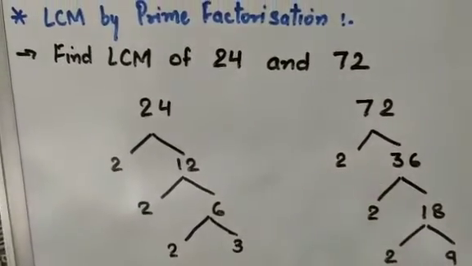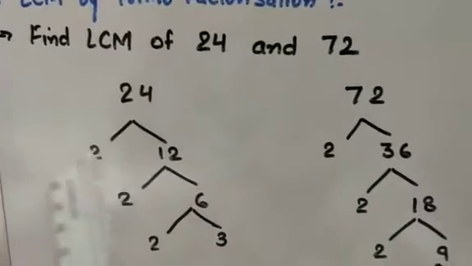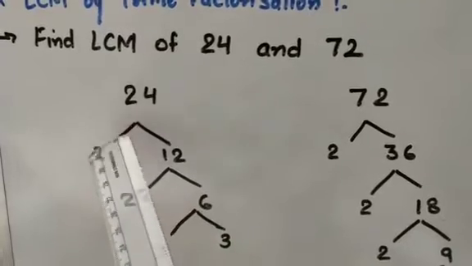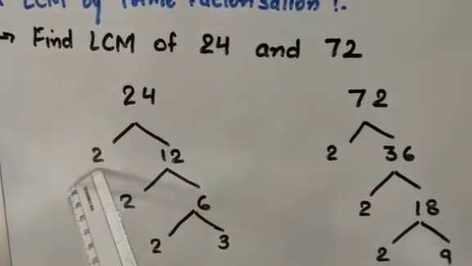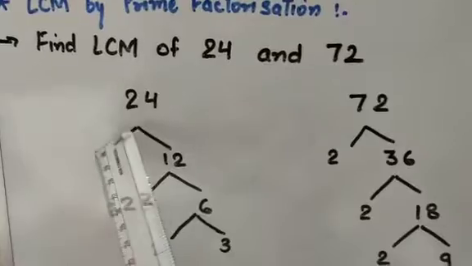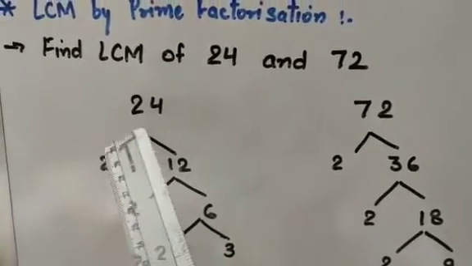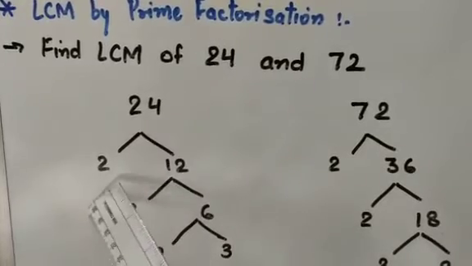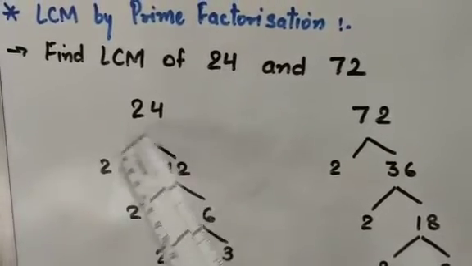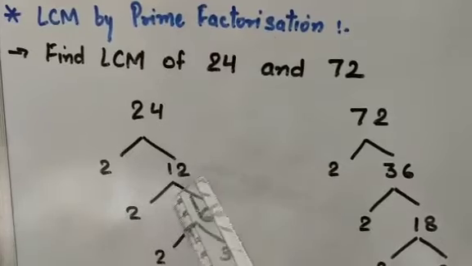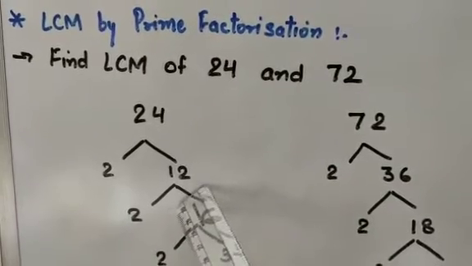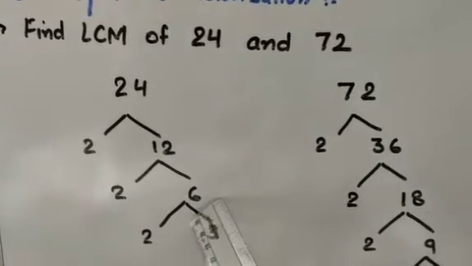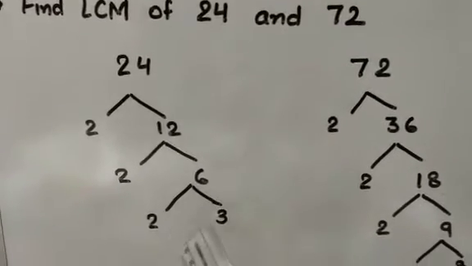Now I will tell how to make this tree. First write the number, then divide every number firstly by 2. If it is not divisible by 2, then divide it by 3. 24 is divisible by 2, so 24 divided by 2 we get 12. Then 12 is also divisible by 2. 12 divided by 2 we get 6. 6 divided by 2 we get 3.